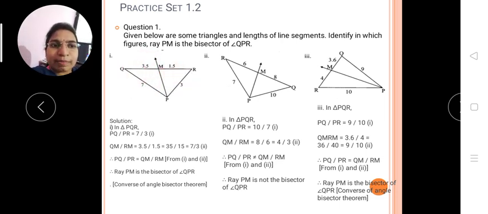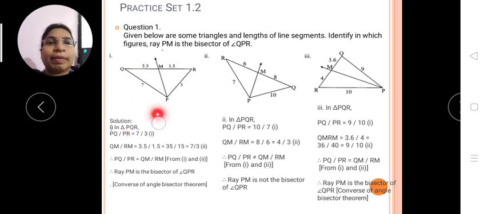What does the theorem statement say? If the bisector divides an angle, then it divides the intersecting line and the remaining two sides of a triangle in equal proportion. It means that we have to show that PR upon PQ is equal to RM upon MQ.